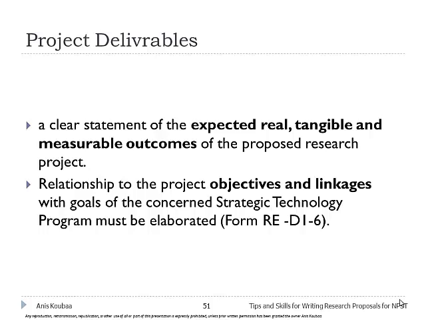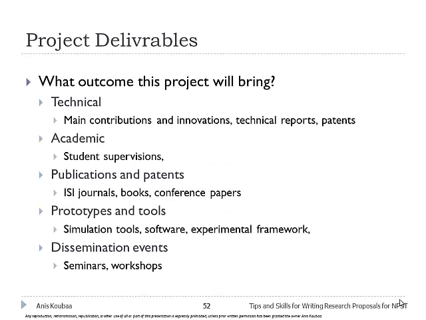So also the relationship to the project objective and linkage with goals of the concerned strategic technology program must be elaborated. The relation between the objectives and also the strategic objectives that are specified in the priorities. So what outcomes this project will bring? There are different types. There can be technical outcomes, which are the main contributions and innovation to be brought, technical reports to be written, and patents. Okay, these are technical outcomes.